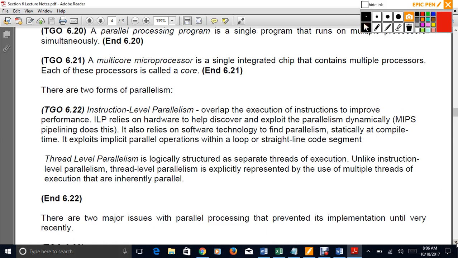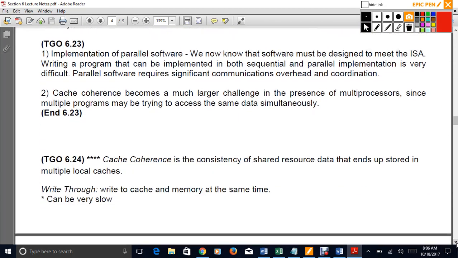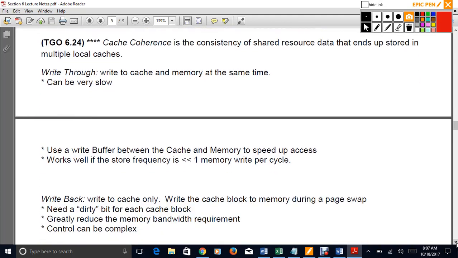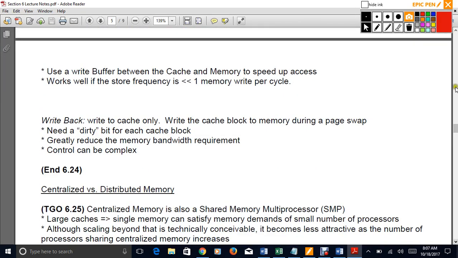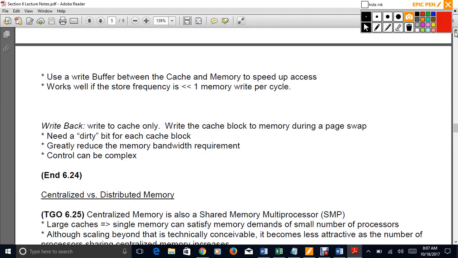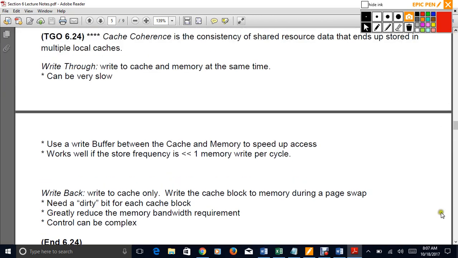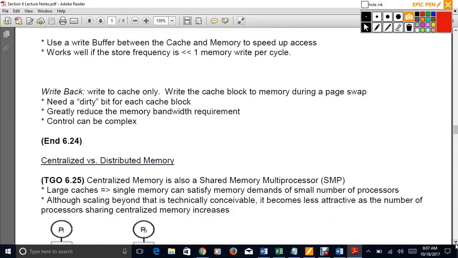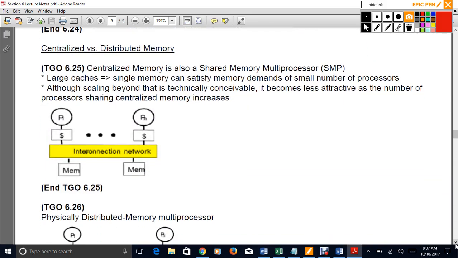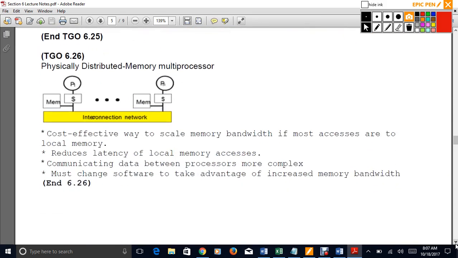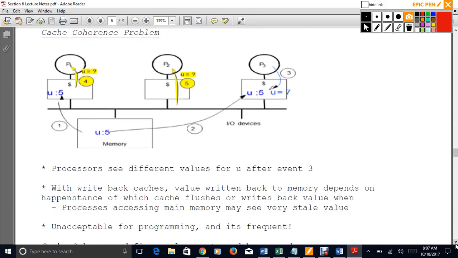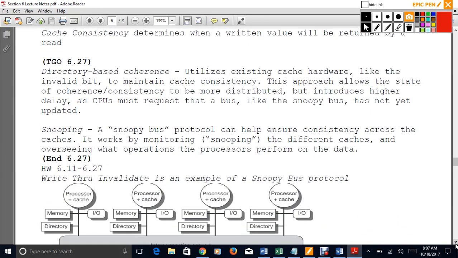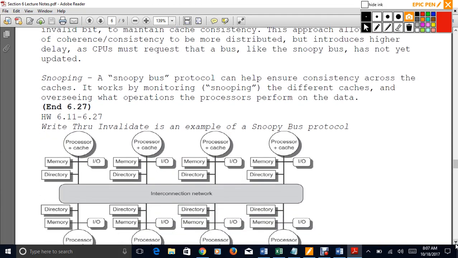You are going to be expected to know write through versus write back. It's a definition, 6.24. And cache coherence. Define cache coherence and define and differentiate between write through and write back. You should know directory-based coherence and Snoopy bus protocols.